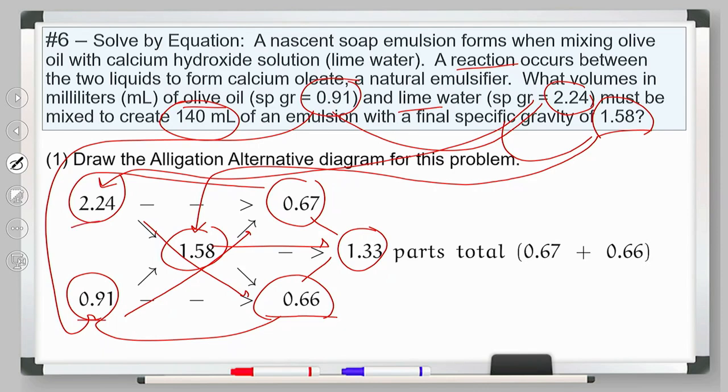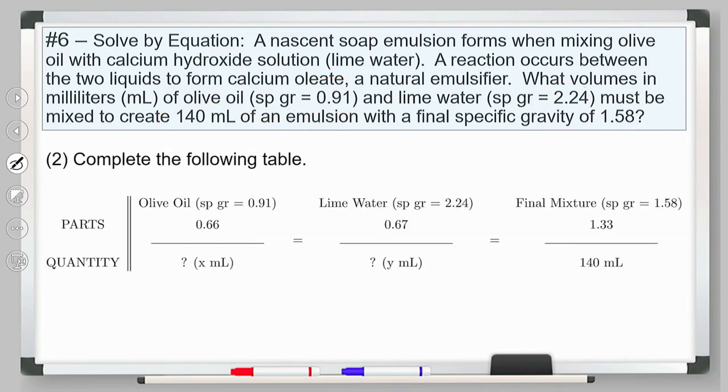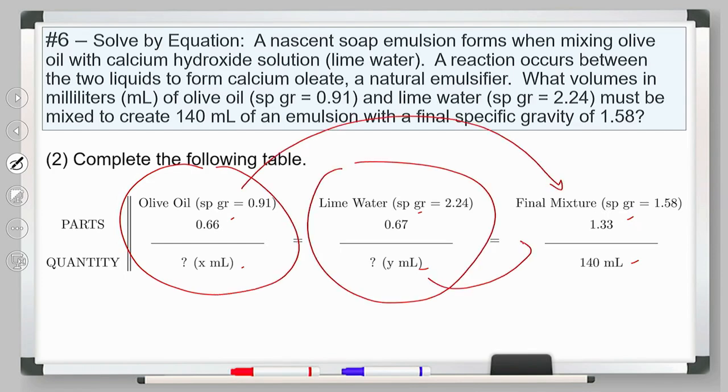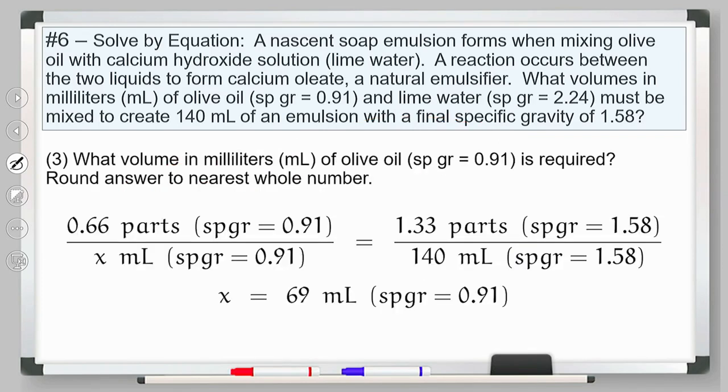And the one quantity I know is the 140 milliliters, which goes with the final emulsion. So if I set that table up, my 1.33 has the 140 mils. That is the quantity of the final mixture, which had a total parts of 1.33. Here are my parts over my unknown quantities for the two. So I'm going to do two sets of equations, one that matches it up with this, and I'm going to take this and do that one as well and set those proportions up. So if I start with the olive oil, just to make life easy, the 0.66 over X is equal to 1.33 over 140. Cross multiply, divide by 1.33, and I get 69 milliliters.